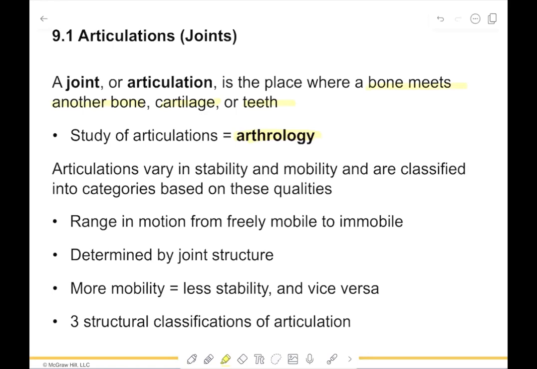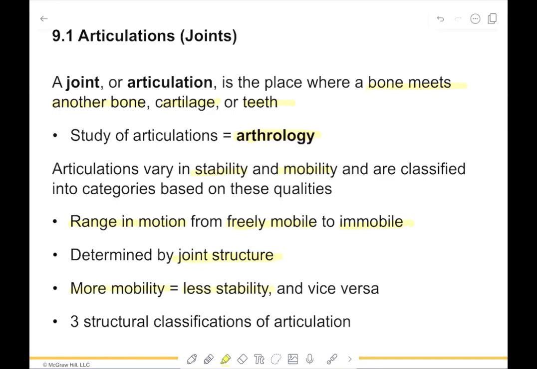Articulations are going to vary quite a bit based on two major factors, stability and mobility, and we classify those into three main categories. One factor is the range of motion, from freely movable to immovable. They're also determined by the joint structure, which is basically the shape of the bone that articulates with another bone. Essentially, when we have more mobility, we have less stability, so we kind of have to give one up for the other.